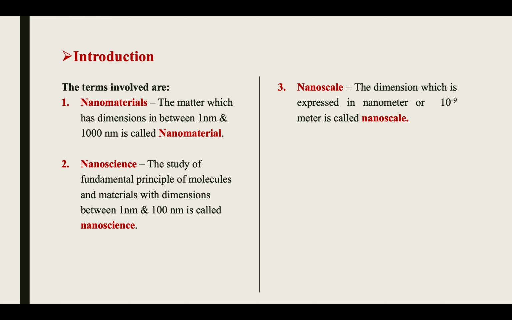What is the third term? That is the nanoscale. What is meant by nanoscale? The dimension which is expressed in nanometer or 10 to the power minus 9 meter is called the nanoscale. So it's just 1 nanometer, you can say in that way. If you can express it in terms of nanometer, then we can call it a nanoscale.